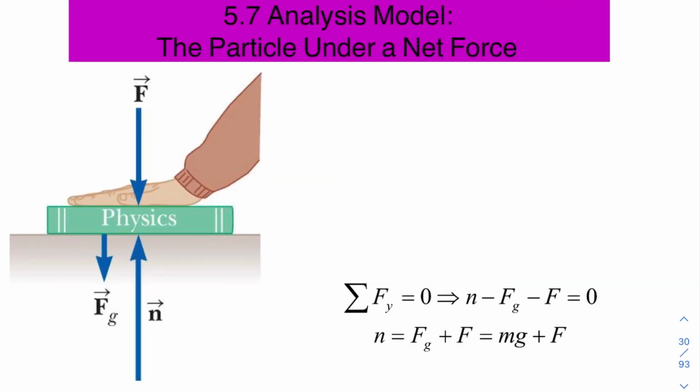So for example, for this case, there is a book lying on the table. We push down on the book. So the book has weight and is also experiencing normal force upward and a push downward like this. First thing first, we're going to do the free body diagram. So we're going to list down all the forces acting on it. This is normal, and also weight.